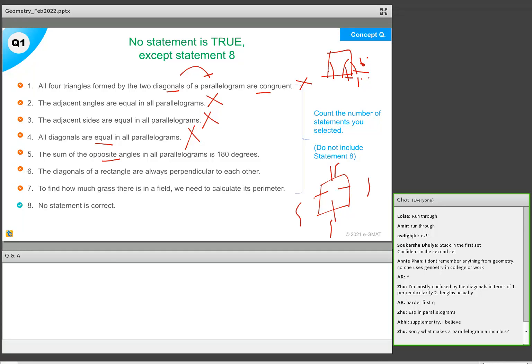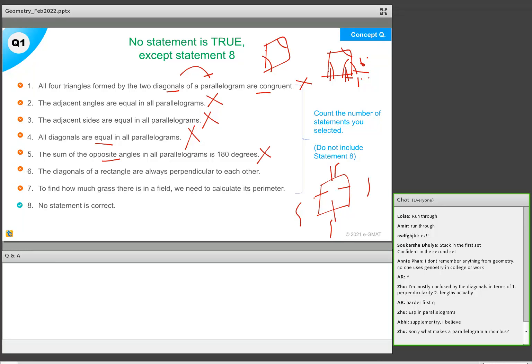Okay, we're going to discuss this, so don't worry about that. So let's look at statement 5. The sum of the opposite angles is 180 degrees. No. The sum of the adjacent angles is 180 degrees. The opposite angles are actually equal. In that parallelogram, if this is 60, this is also 60. Opposite angles are actually equal. Okay, which makes this also incorrect.